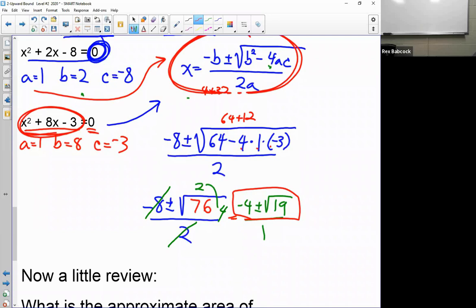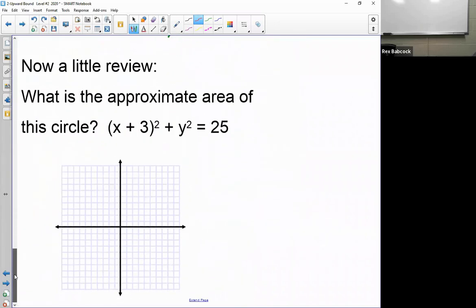Well, the last thing before we go to classwork, let's do a review. Let's do a problem that we've already had on homework. Hope you know how to do it. See if we can still do it. What is the approximate area of this circle? Everybody do that on your own. Let's take about a minute on your own, then we'll see if we work together.